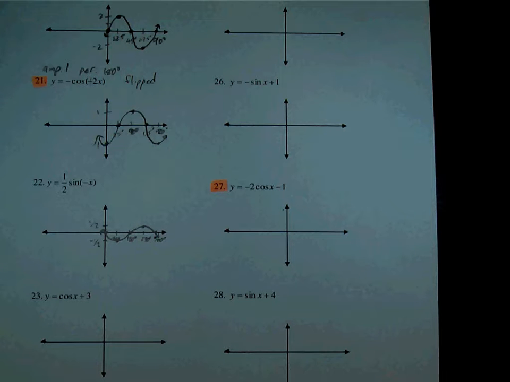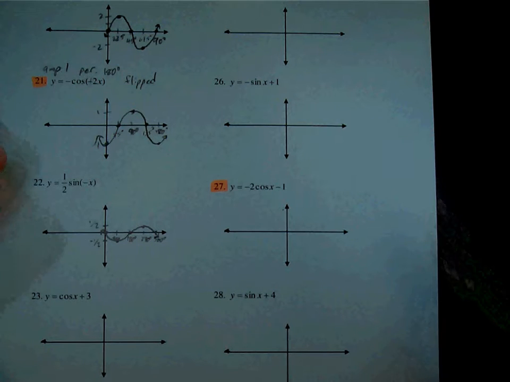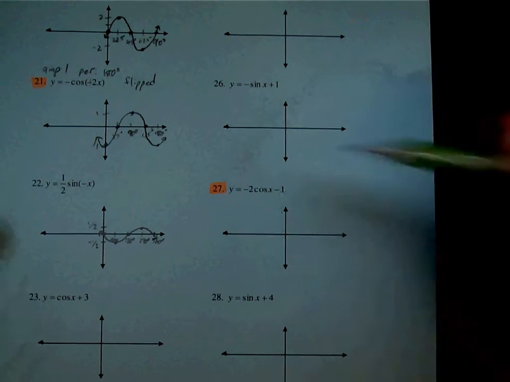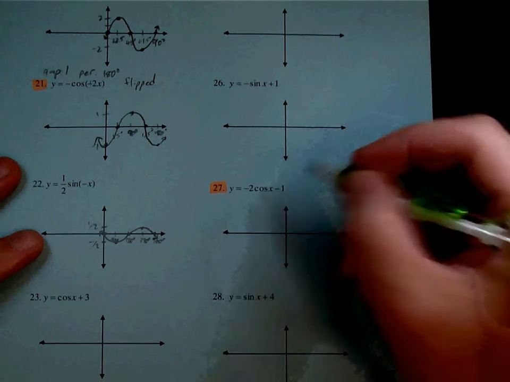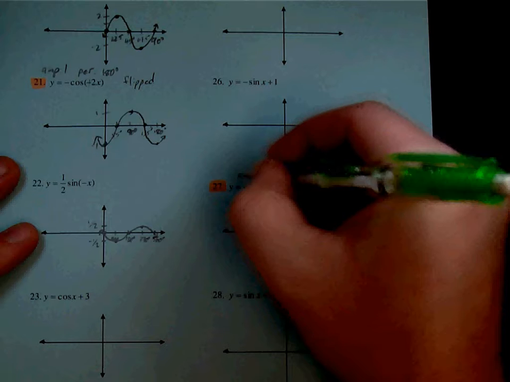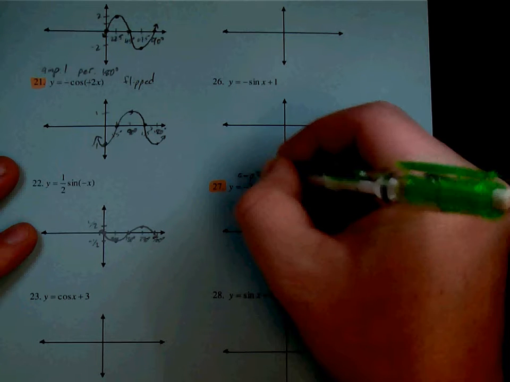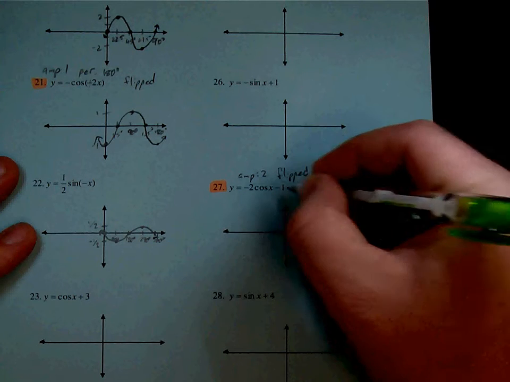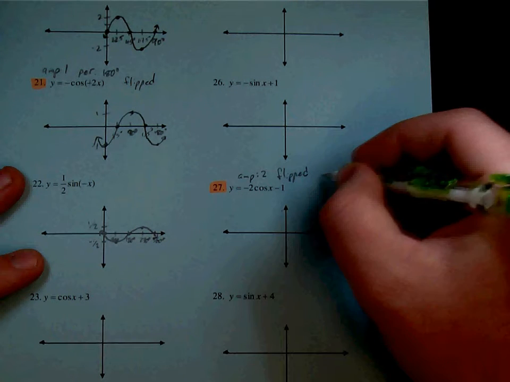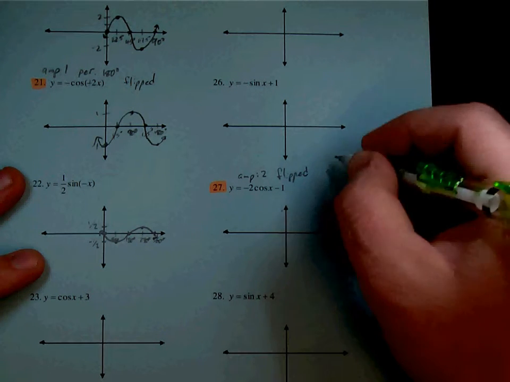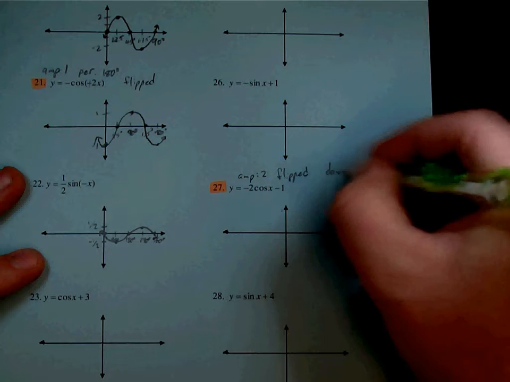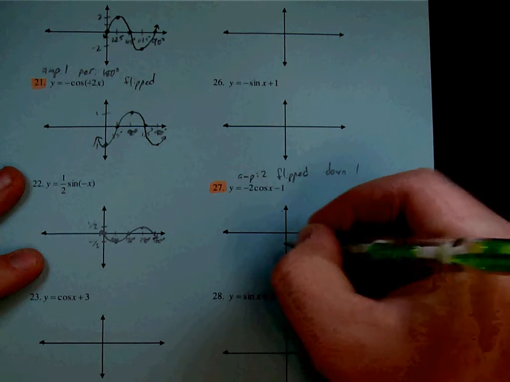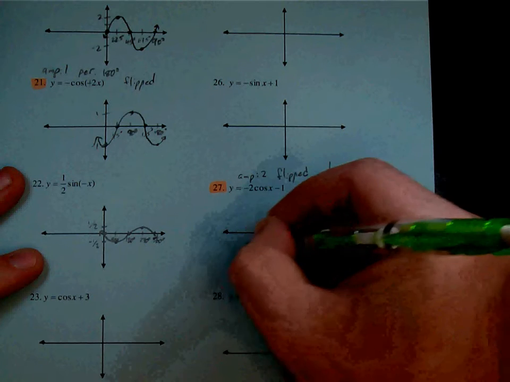Okay, so going to look at some of the problems in the trig packet in the second part of the packet. We'll start with number 27. I see I've got an a value here of -2, so that means my amplitude is going to be 2. It will also be flipped. And then we don't have an h, but we have a k, so it's going to get shifted down 1. I'll just say down 1. So my midline is going to be at -1.